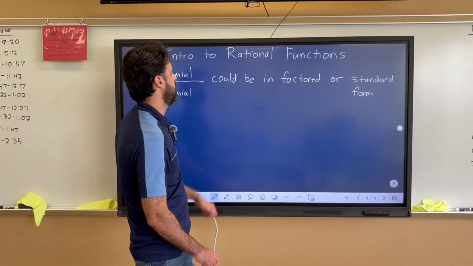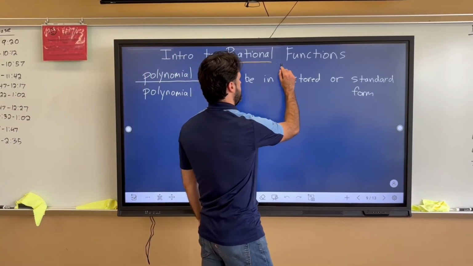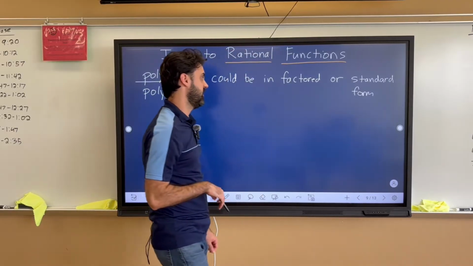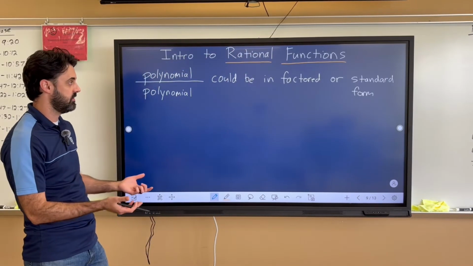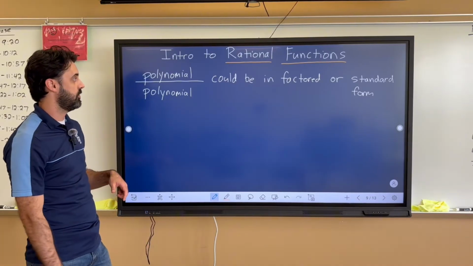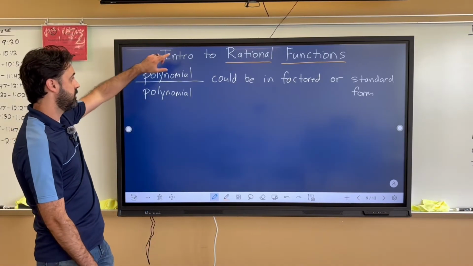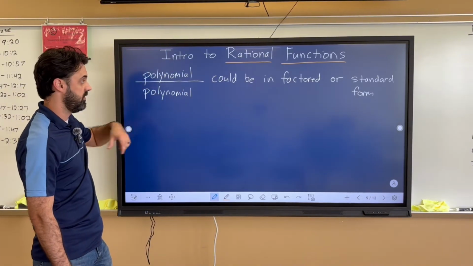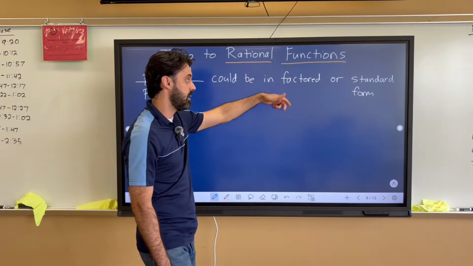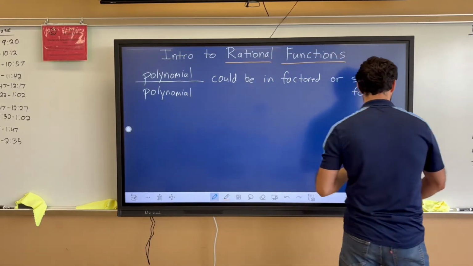All right, everybody, we're starting up a new unit on rational functions. So this lesson is really just going to introduce to us what those are, what their equations look like, what their graphs look like, and some features of the graphs here. So real quick, rational functions are just polynomials divided by another polynomial. And those polynomials might be in factored form, they might be in standard form, so not factored.